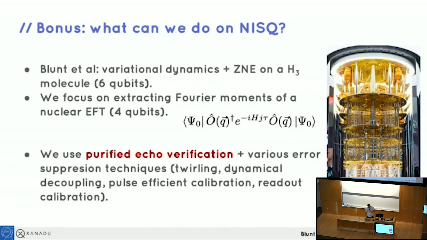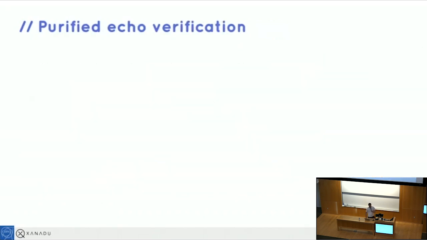Okay, so this is a study from people from Riverlane, where they did this on a 6-qubit molecule. What we're doing here is just taking effective field theory, so something like a triton on a 2x2 lattice. And what we're using is perfect echo verification to do error mitigation.